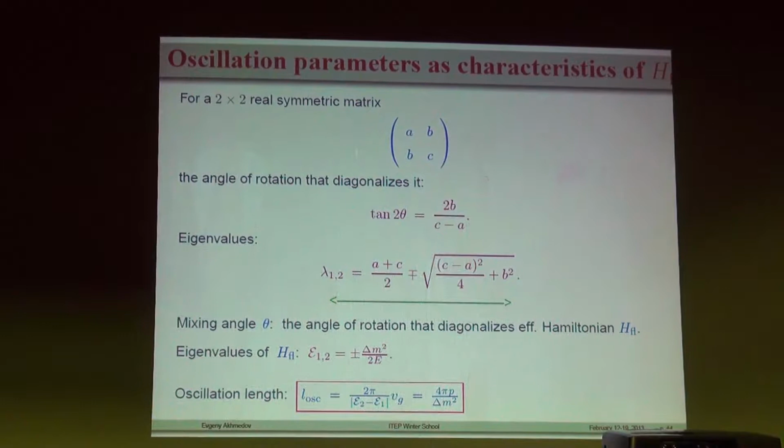You remember when I discussed the simple two-level quantum mechanical system, which can be found in every quantum mechanics textbook, how you can find the oscillation between the levels of a two-state system. I had the oscillation factor, where the phase was proportional to one-half of the energy difference, and the oscillation length is just the inverse of that, times pi.